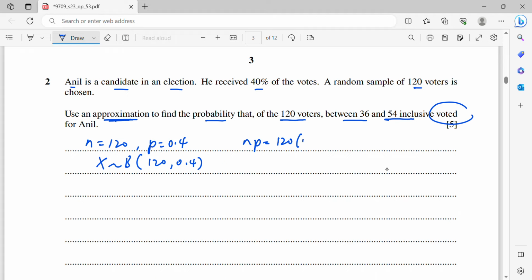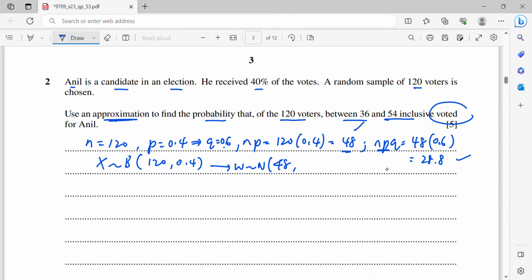So it will be 120 times 0.4, and you will get 48. Then the npq, since the np is already counted, which is 48, I just replace it by 48. Now, your p is 0.4, that means your q is 0.6. So it will be 28.8. Now I will approximate to normal distribution, where the mean is 48 and the variance is 28.8.